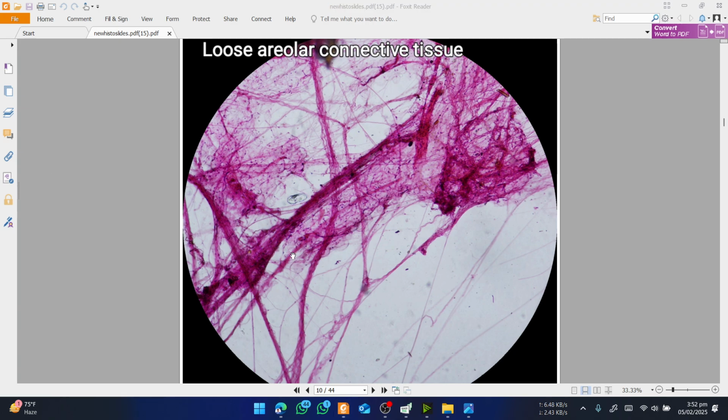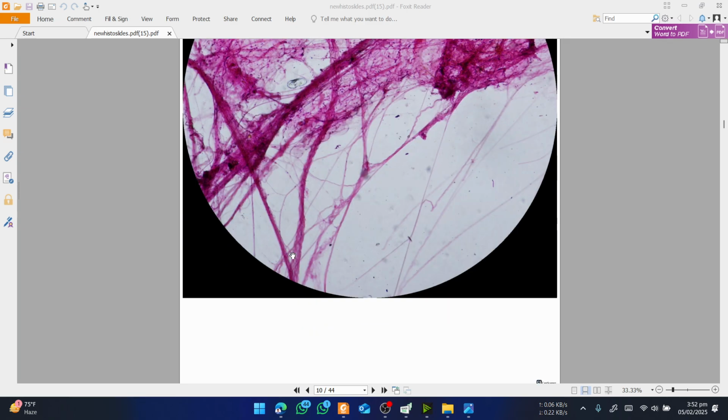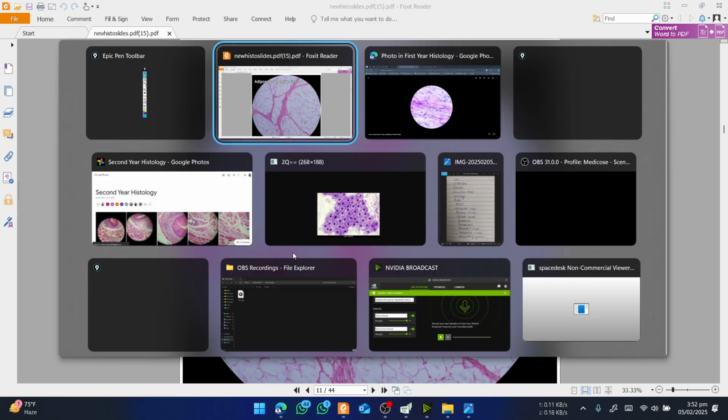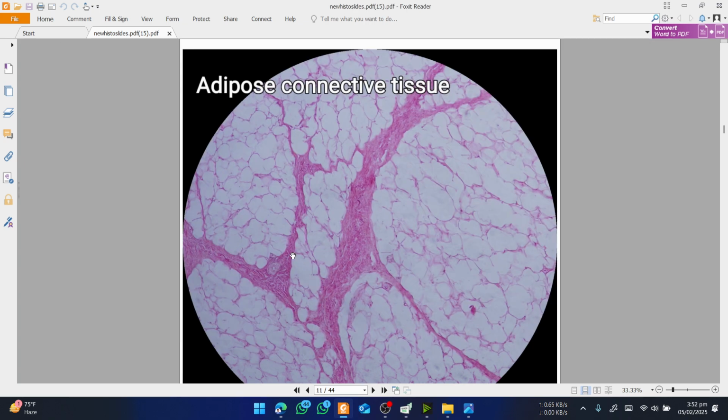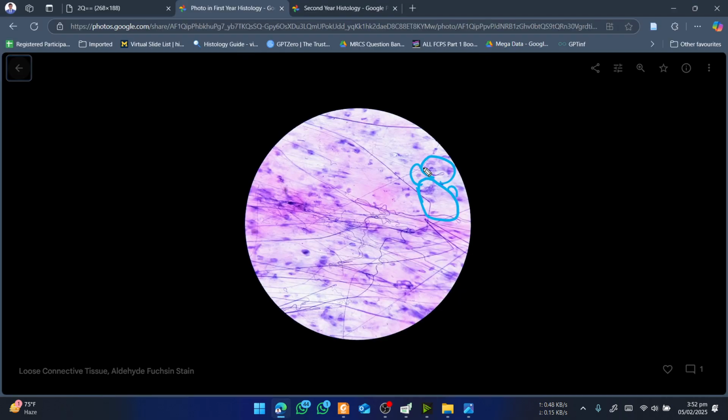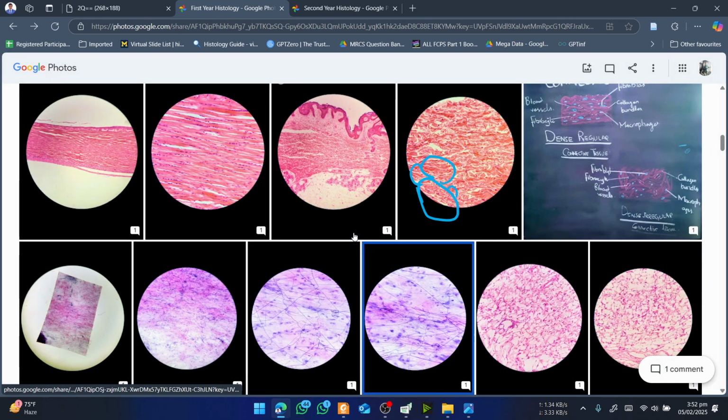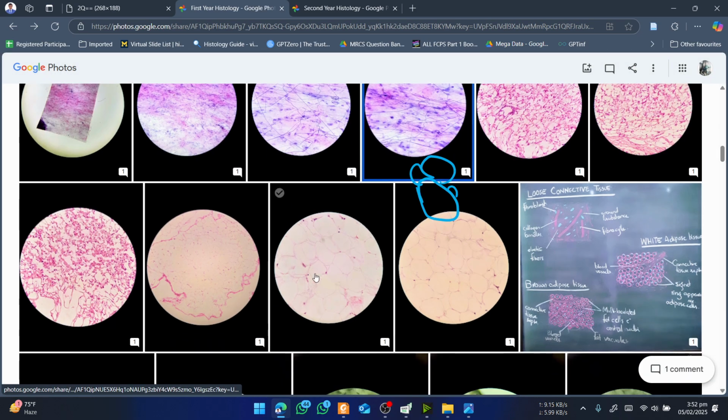See, so this is the loose areolar connective tissue, and now this brings us to the adipose connective tissue. White adipose tissue. White adipose tissue has a very characteristic soap bubble like appearance, or individual cell will have signet ring like appearance, where each of the cell is basically an empty cavity. So this is one cell, this is another cell, this is another cell, this is another cell. So things like that will help you figure it out. So this is white adipose tissue.